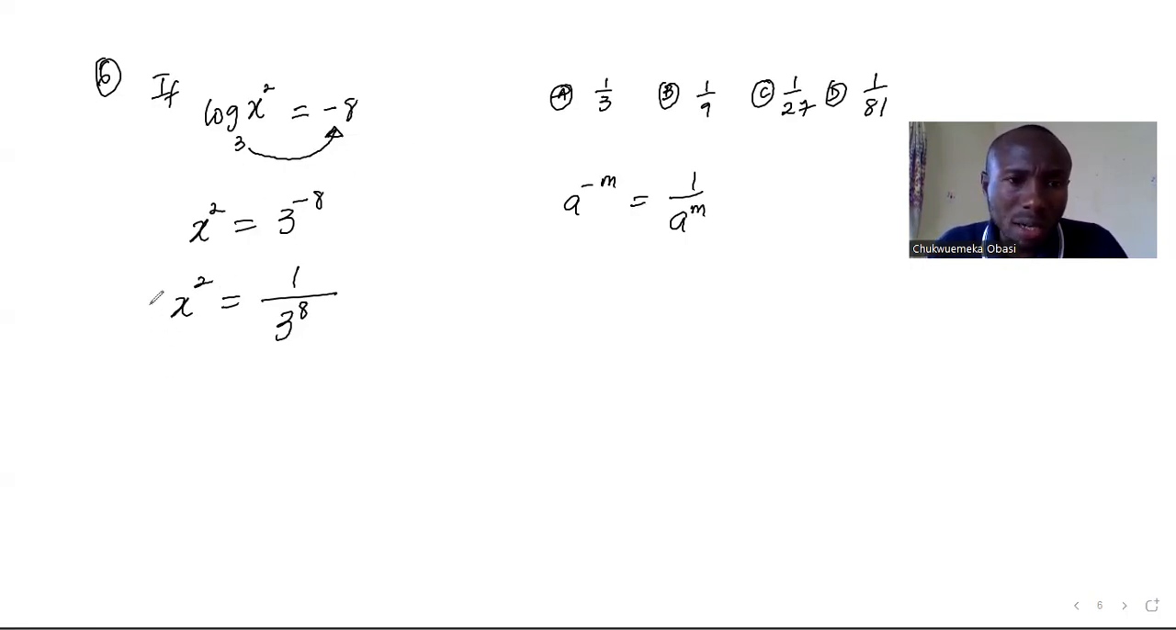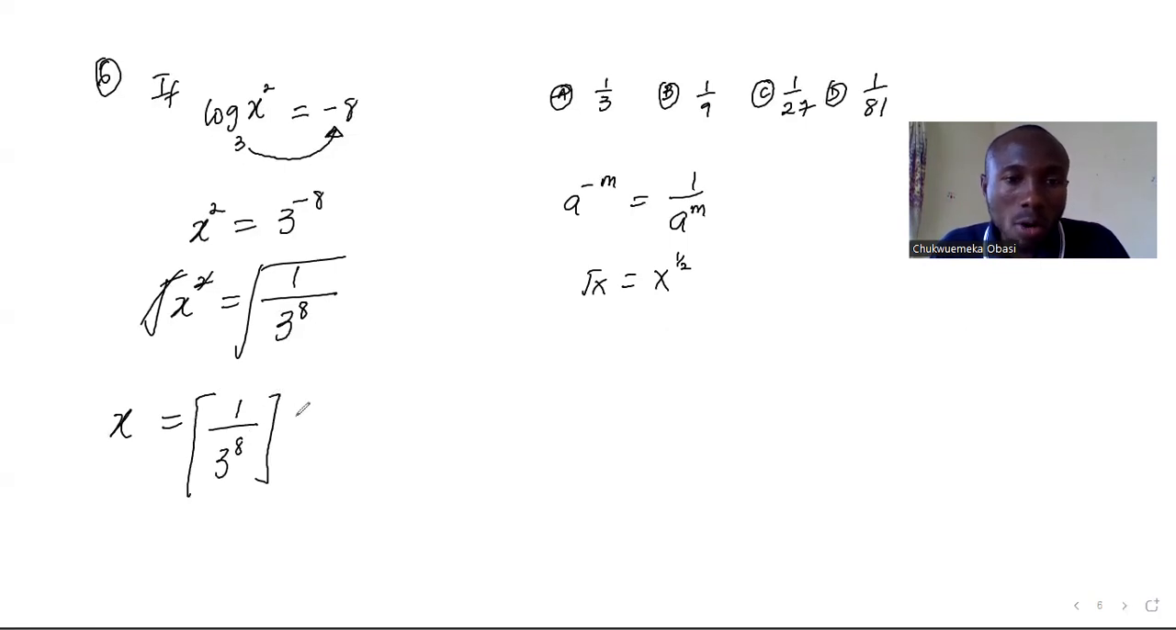So you can take the power of 1 over 2 of both sides. So what I mean, you can square root both sides actually. So square root here and you square root here. The square will cancel out this guy. So you have x equal to square root of a number. Square root of x is the same as x to the power 1 over 2. So all these guys can now be written as 1 over 3 to the power 8 raised to the power 1 over 2. And now this power can go into these guys individually.